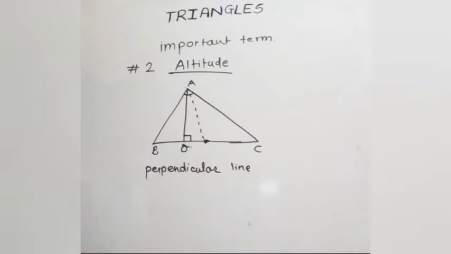So for altitude, for example, we are having a triangle like this, triangle ABC. Altitude is the perpendicular line on the side from the opposite vertex. So this is the perpendicular line that makes a 90-degree angle.